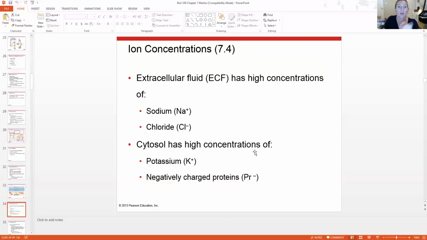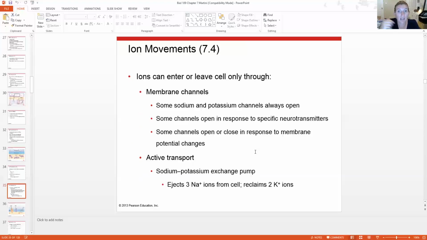Membrane potential. So let's talk about these ions. In the extracellular fluid, you have very high concentrations of sodium and chloride. Inside the cell, you have lots of potassium and negatively charged proteins. So because of this charge distribution, the cell is slightly negative. Ions can typically only enter the cell through membrane channels.